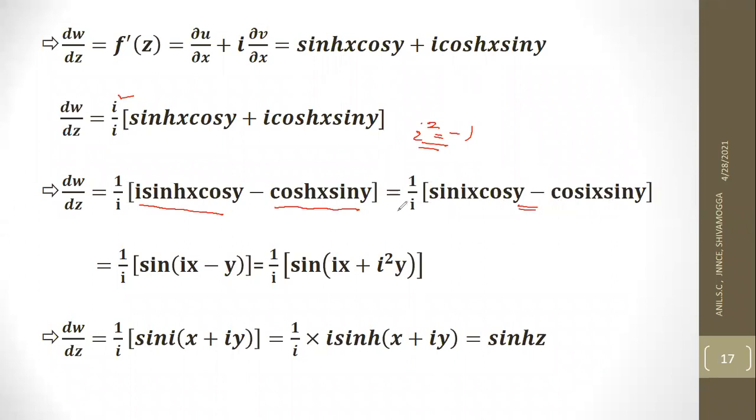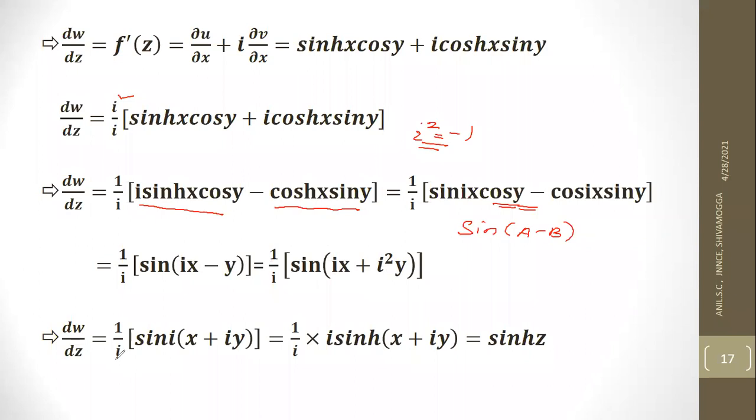Therefore, 1 by i into, now this takes the sin a cos b minus cos a sin b form. Sin a cos b minus cos a sin b is sin a minus b. Here a is ix and b is y. Therefore, this is equal to 1 by i into sine ix minus y. This minus can be written as i square, and i square is minus 1. Therefore, writing sine ix minus y is the same as writing sine ix plus i square y.